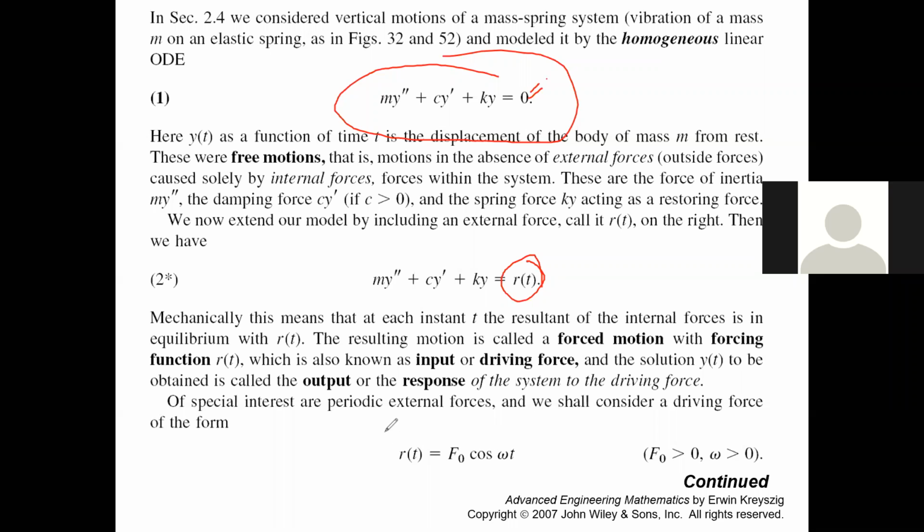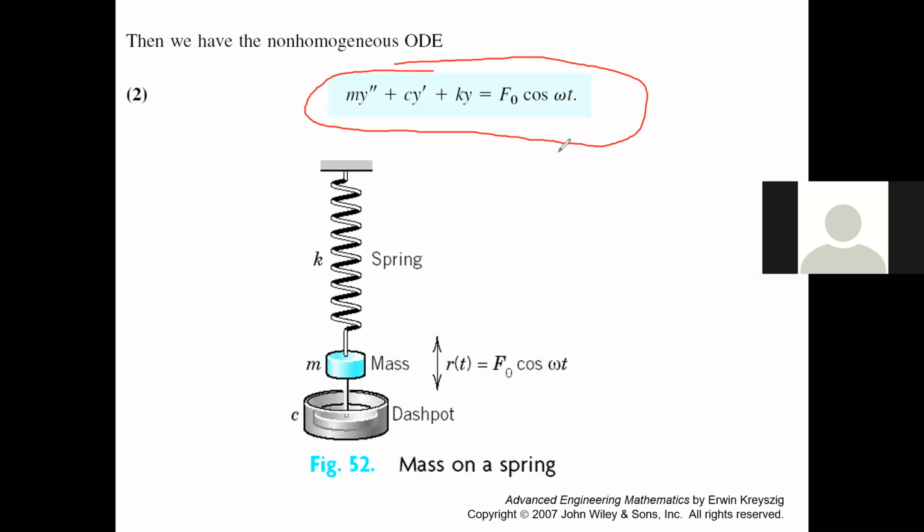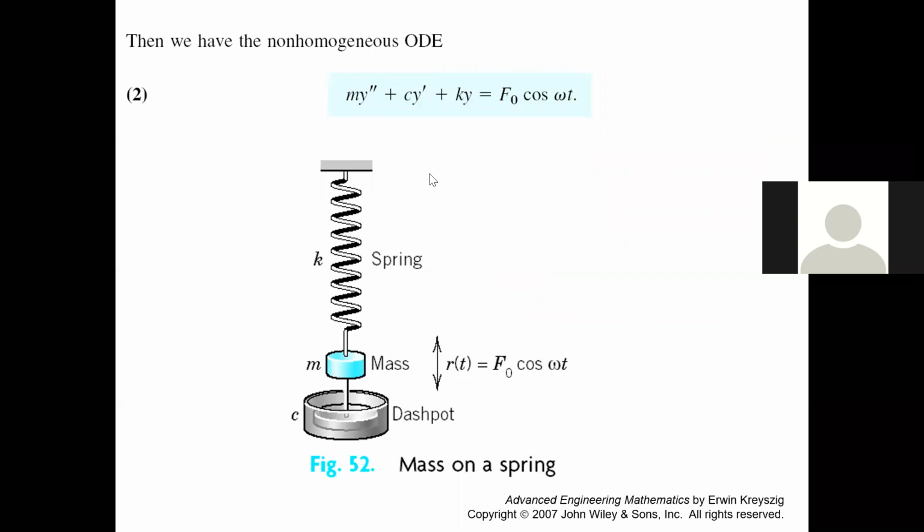Take for example that the external force is equal to F0 cosine omega t. So that's one of the examples of having an external force. So the equation of the model becomes this. This is the external force given to it. And then this becomes a non-homogeneous second order linear ODE. Then we can solve it according to the undetermined coefficient method also.